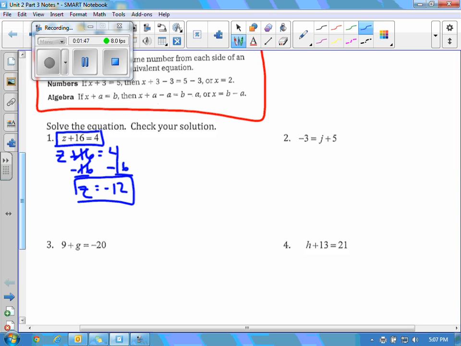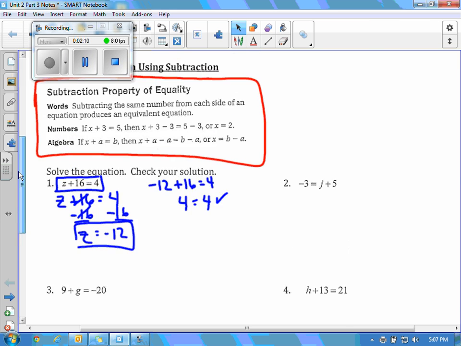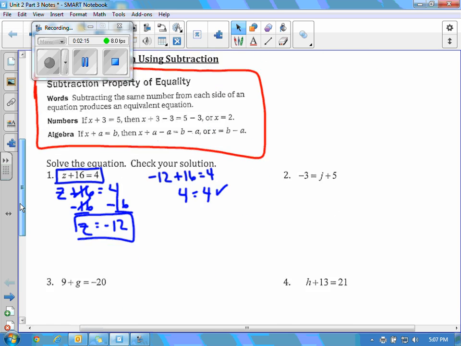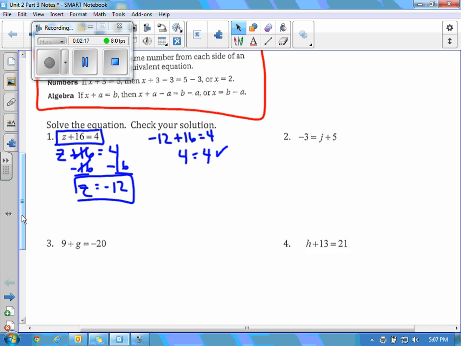Now the second part is the part that most people dislike the most, but it says to check your solution. That means I'm going to plug my answer into the original. So I'm going to replace Z with negative 12. So I'll have negative 12 plus 16 equals 4. And then I just work it out and see if it's true. So negative 12 plus 16 is 4. I get 4 equals 4. Now, in your definitions, the definitions for equivalent equations were that they have the same solution. So when I go back and check, I want to make sure that both sides have the same number there.